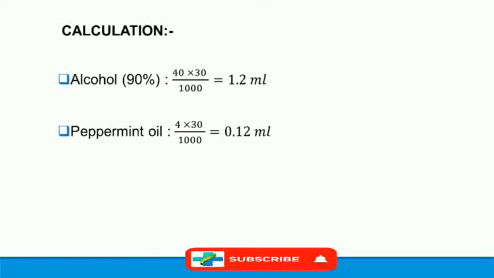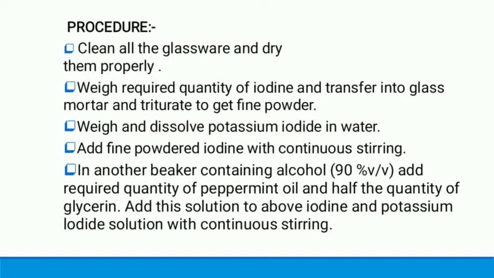So moving further to the procedure, what you are going to do exactly is clean all the glassware and dry them properly. Then you are going to weigh the required quantity of iodine, transfer it to the glass mortar and pestle it to get a fine powder. Further, you are going to weigh and dissolve potassium iodide in water.